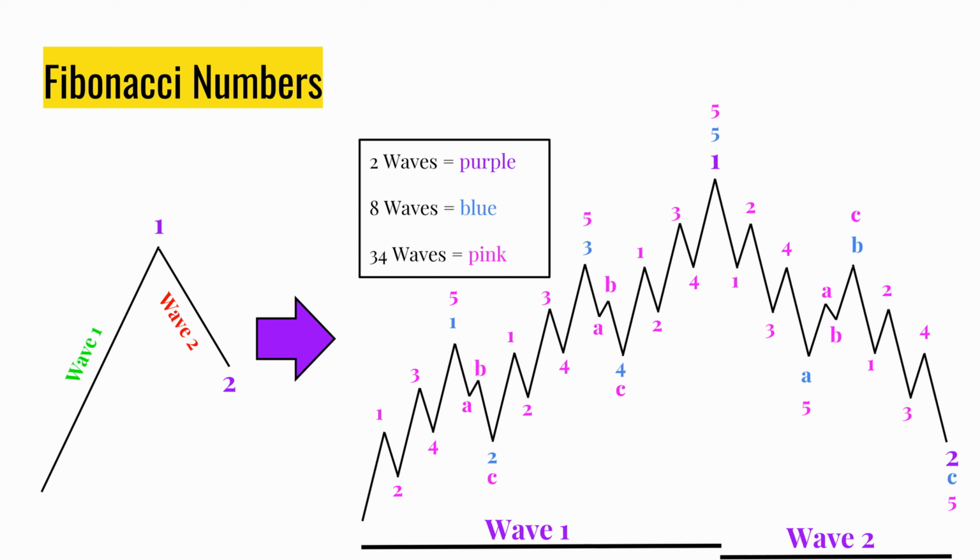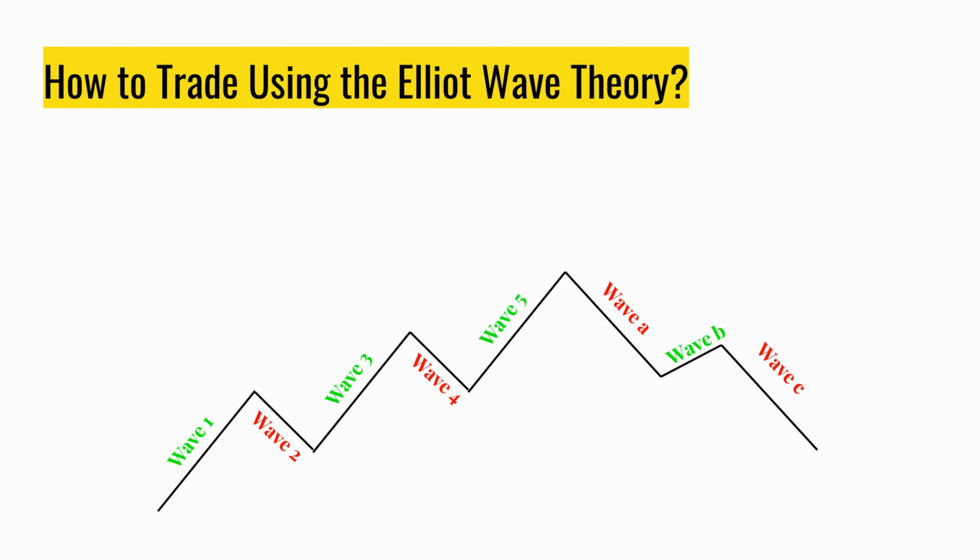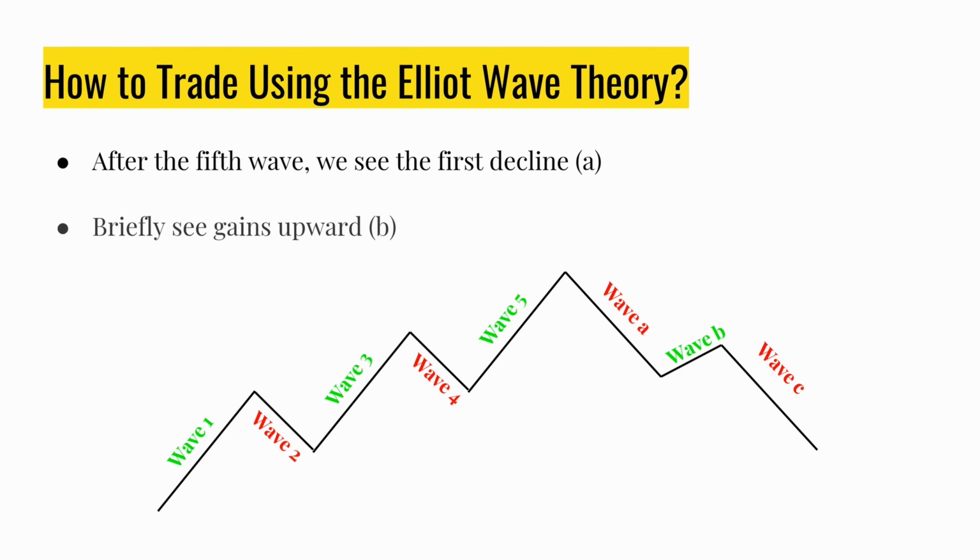The main reason for doing this is to help the trader predict price action. Now let's talk about how to use the Elliott Wave Theory. After the fifth wave, we should see the first decline, which is represented by wave A. However, there is a short bounce back up, so don't be fooled. Wave C shows the further correction.